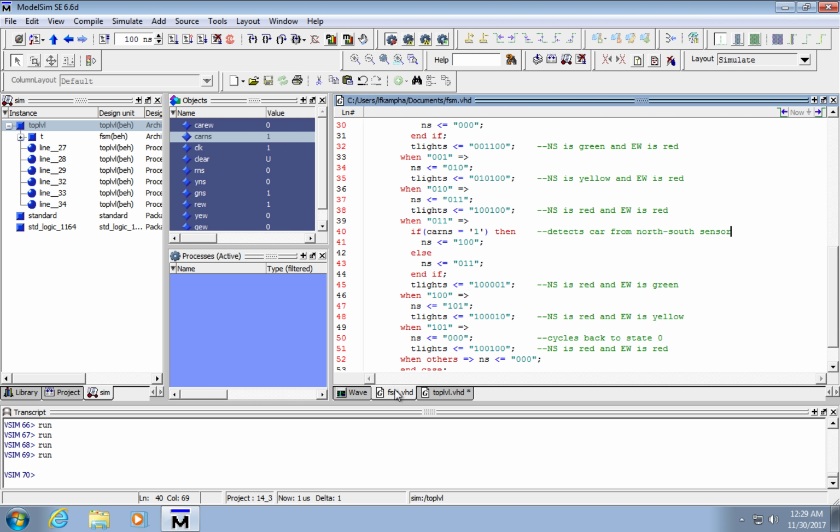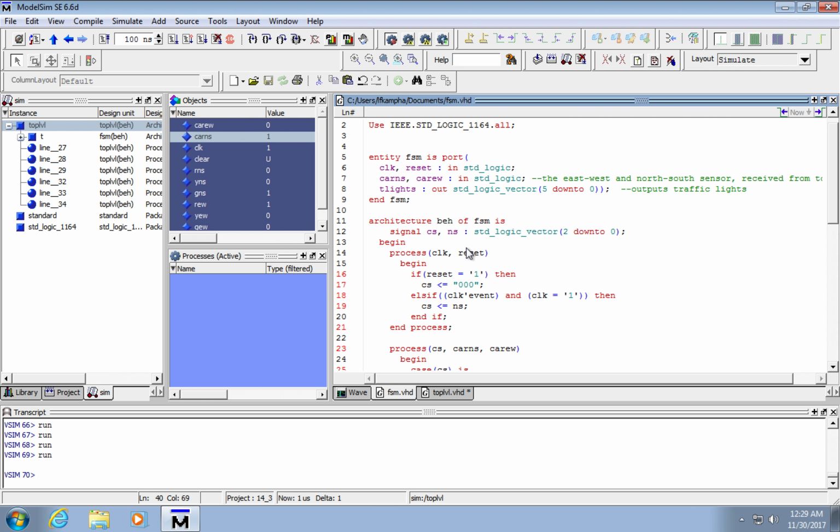So for my finite state machine, I have the clock and reset, car NS and car EW, which are the sensors for the north-south and east-west. And my T lights is my output for the traffic lights, and it is a vector that's 6 bits. I have signals CS and NS. CS stands for current state and NS is next state. Because I have 5 states, I create a vector that's 3 bits wide.